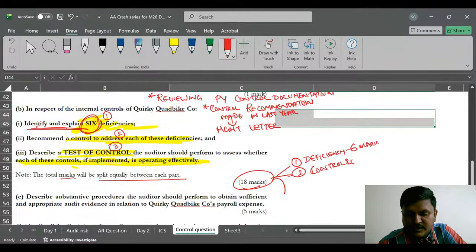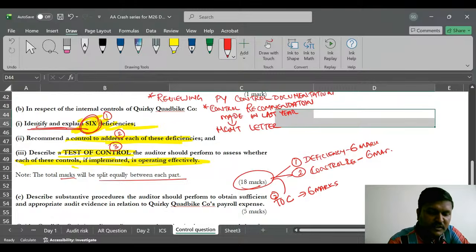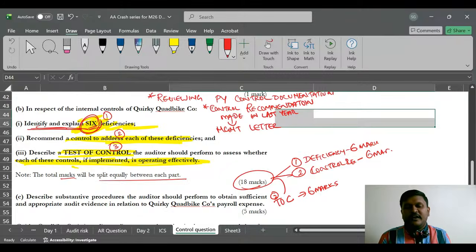Control recommendation. Again, we'll have 6 marks. And we will have test of controls, TOC. The third portion will have again 6 marks. Now my question. They've given already 6 over here. If they have not given it separately, and have just said identify and explain deficiencies with 18 marks, it will be split equally between each part.